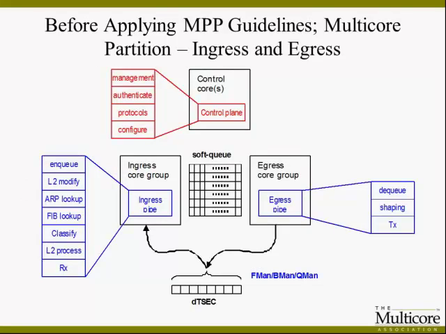So before we applied the MPP guidelines, we did a very high-level multi-core partitioning, both on the Ingress and the Egress sides of the algorithm, if you will. On the control cores, again, that's where we put some of the management and authentication, some of the protocol type processing and configuration. On the other cores of the device, the Ingress and Egress were both partitioned into different core groups, and each of those core groups had a set of algorithms allocated to it, as shown here.